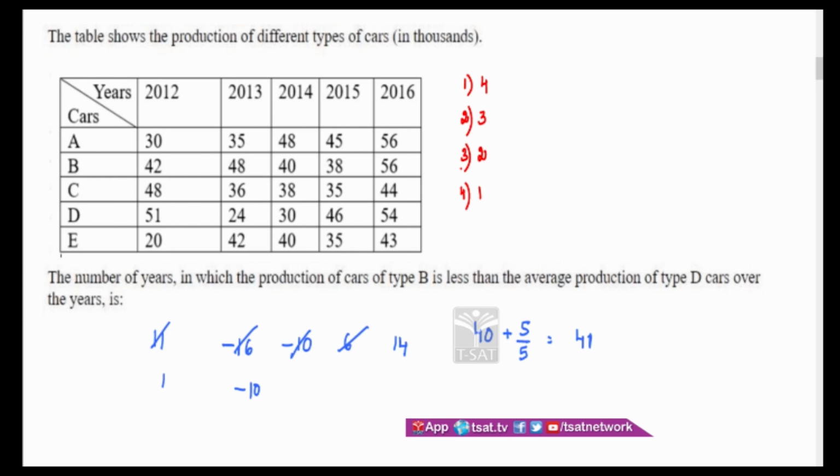So the average production of type D cards over the years is actually 41, and we need the number of years in which the production of cards of type B is less than 41. Looking at type B, it is 42, no, 48, no, 40 it is less, 38 it is less. Therefore, in 2 years it is less. So I would say the answer is 2 here. I am using the assumed average here, or else you can do the sum also, it's up to you.